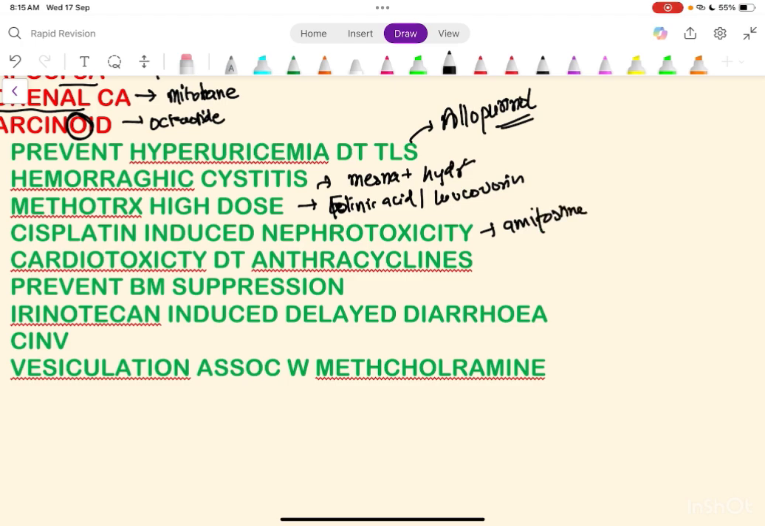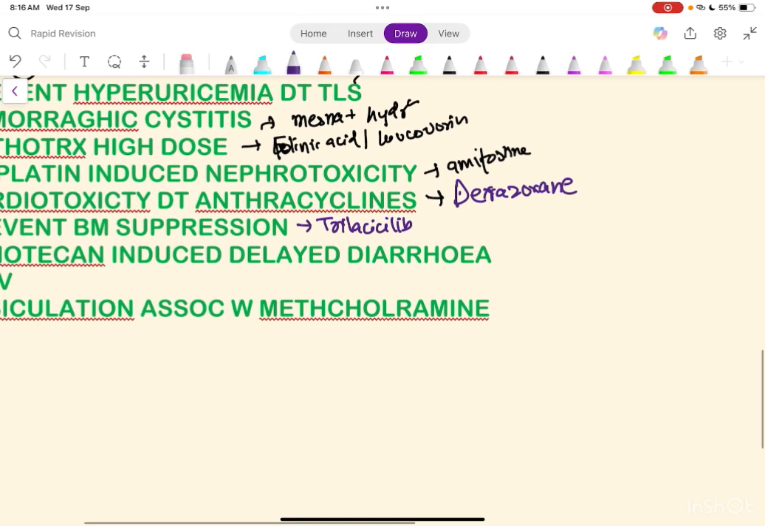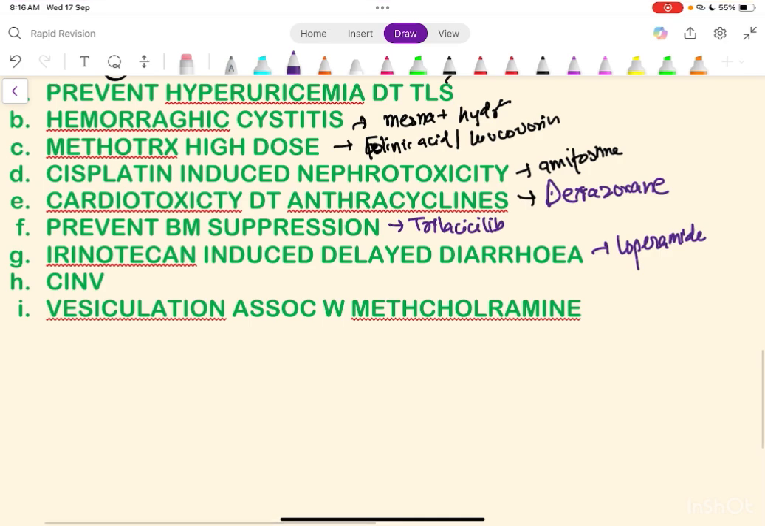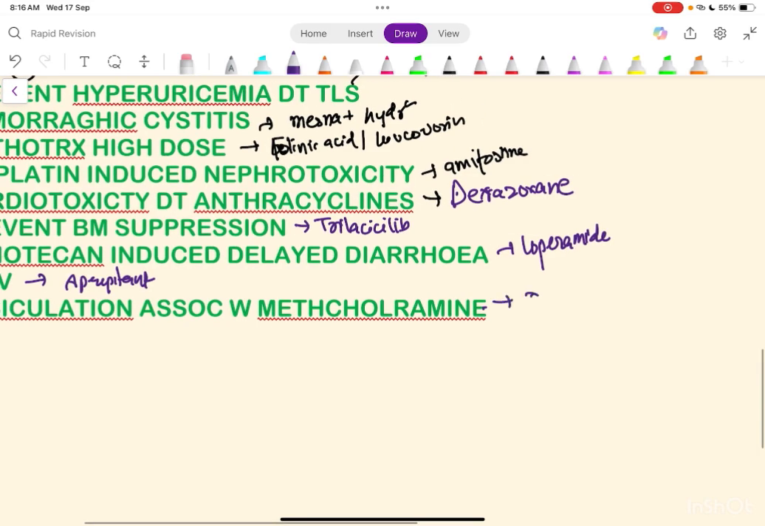If there is a cardiotoxicity due to anthracyclines, this you have to remember, this is a little different, so you give dexrazoxane. Then to prevent bone marrow suppression, this is also a little different, so you give trilaciclib. And if you have irinotecan induced diarrhea, you give loperamide. And for cisplatin induced nausea vomiting, you give aprepitant. And if there is vesiculation, so we give thiosulfate.